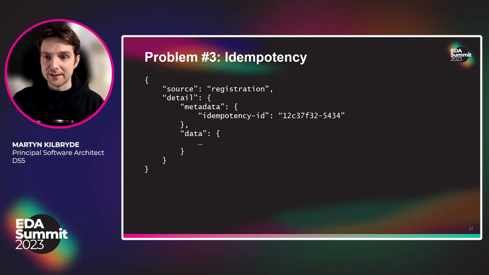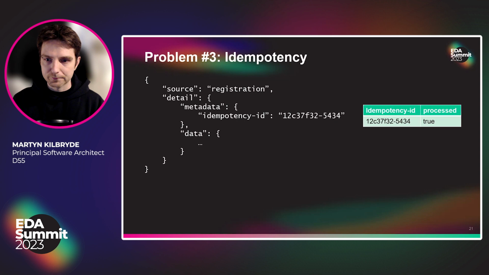Now, there's several techniques for ensuring idempotency, such as using unique IDs in the metadata of that event. In this scenario, I've got an idempotency ID that's generated by the source system. And then the service can store the processed events in some kind of data store so that that can be checked before processing the event.